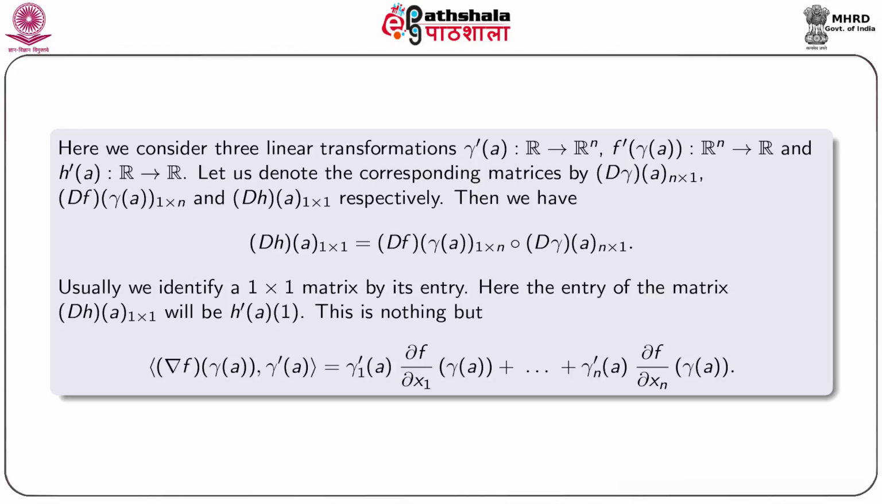Usually we identify a 1 by 1 matrix by its entry. Here the entry of the matrix Dh a will be h dash a, and that is nothing but inner product of grad f at gamma a and gamma dash a, and that equals gamma 1 dash a del f del x1 at gamma a plus, up to the nth term, gamma n dash a del f del xn at gamma a.